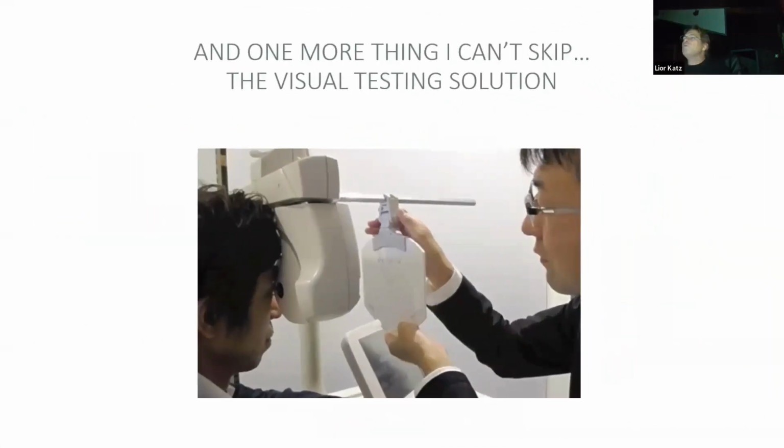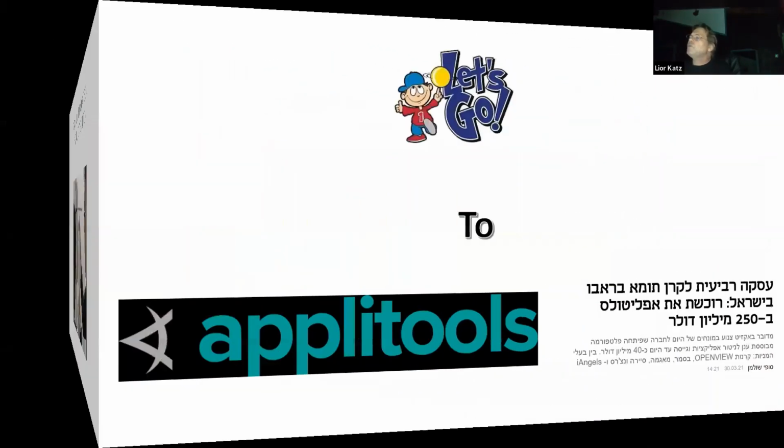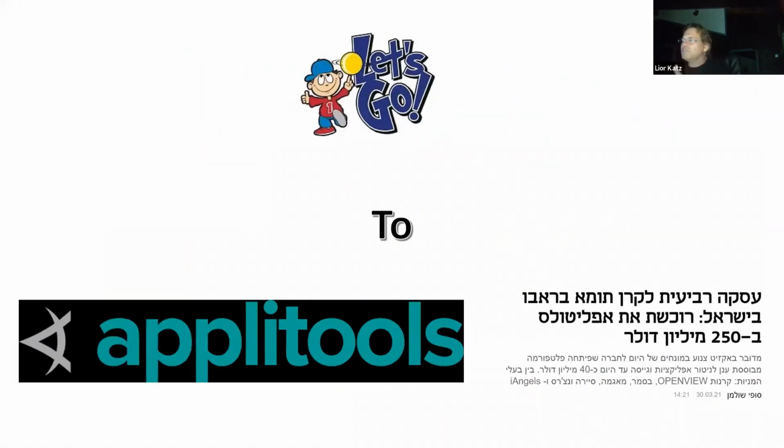And of course, one more thing I can't skip, we are speaking about visual solutions. Sorry for the Hebrew over here, because I didn't find anything in English on the paper. But Applitools is a solution for visual testing. It means that Applitools separates the verification point from the business process.